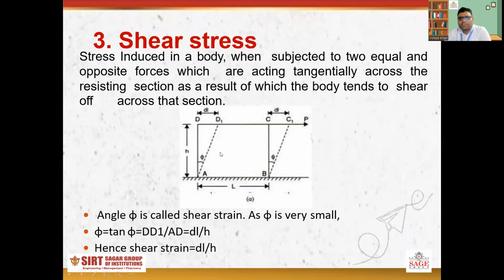Shear stress. In shear stress, one body is fixed at the bottom side, and you apply a load at this end, so it is slightly deformed. In this case, the stress generated is called shear stress. Here the angle phi represents the shear strain, and this angle is very small, so we can write tan phi equals DD1 upon AD, or we can say DL upon this height H. Hence the shear strain is this deformation, this displacement DL, upon the total height of the object. So we can write shear strain as DL upon H.